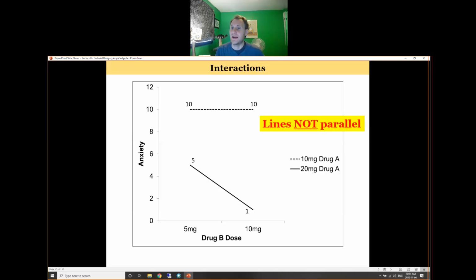So when I say the effect of an independent variable, I mean the change that we see as we change from one condition to another depends on which condition I am in for the other independent variable.